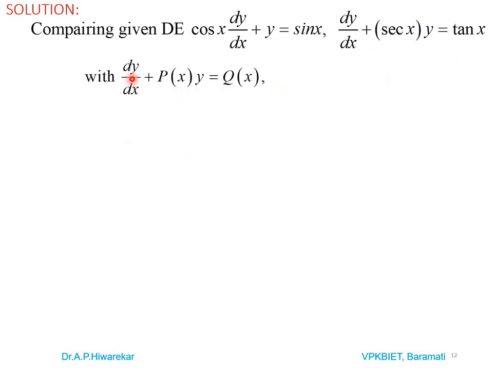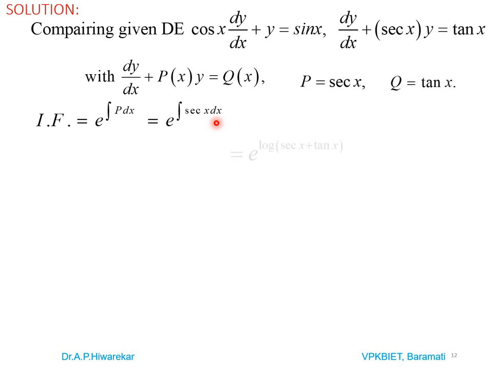So dy by dx, compare it with dy by dx plus p of x into y is equal to q of x. So p means sec x, q means tan x. Integrating factor is e power integration of p dx. So it is e power integration of sec x dx. And we know integration of sec x is log of sec x plus tan x. And logarithmic and exponential functions are inverse of each other. So integrating factor will be sec x plus tan x.